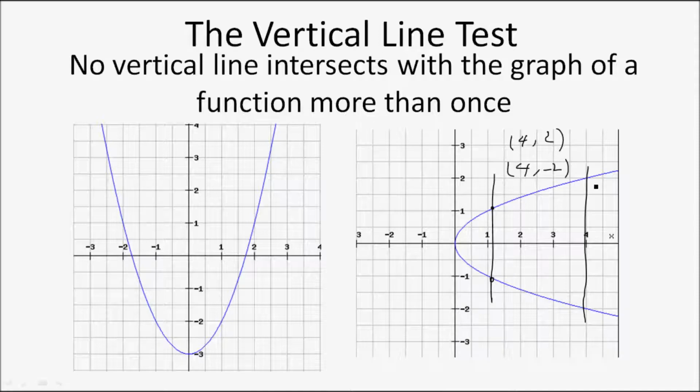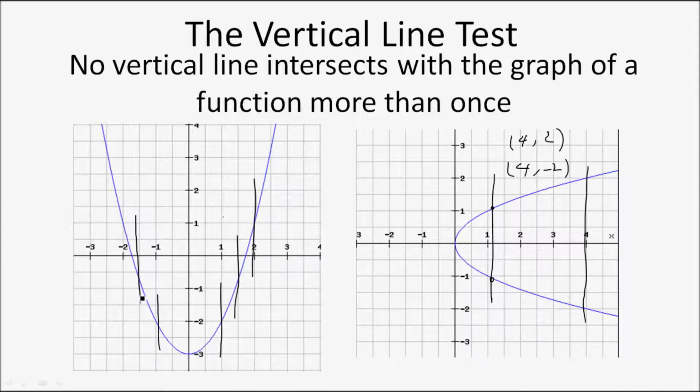And this is exactly what the vertical line test does. It checks whether you get 2 different values of y for the same value of x. But this other one here, it is a function because I cannot find any vertical line that intersects with the graph more than once. So whatever vertical line that I can think of intersects with the graph only once. This means that this other one here is a function.